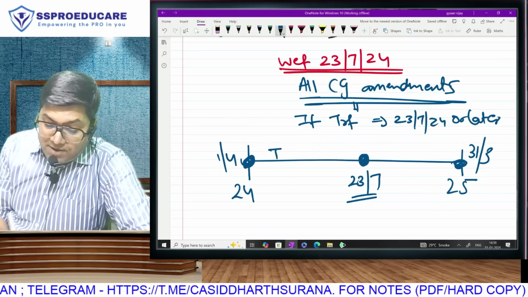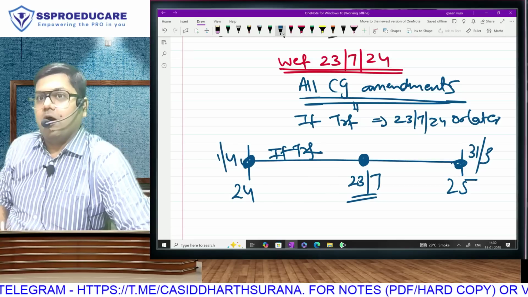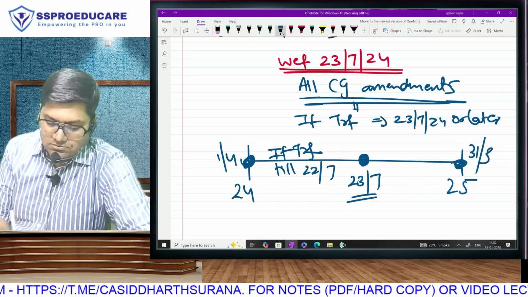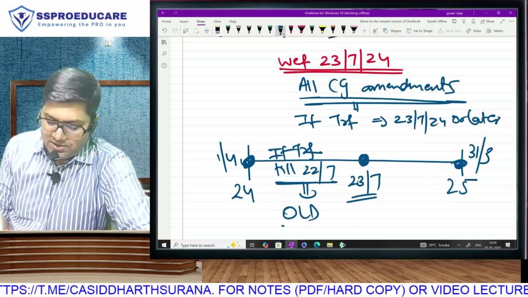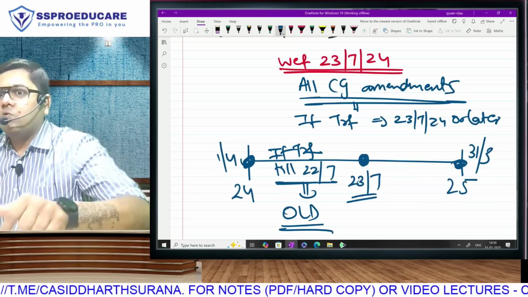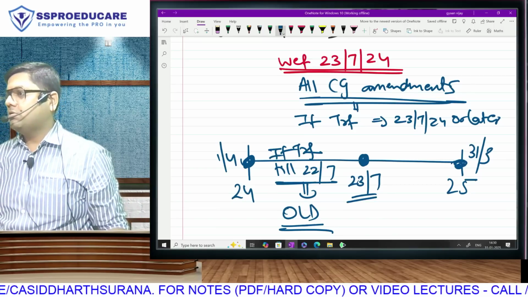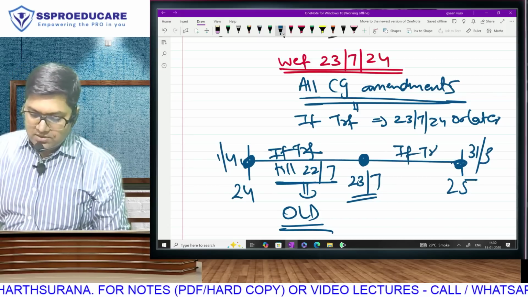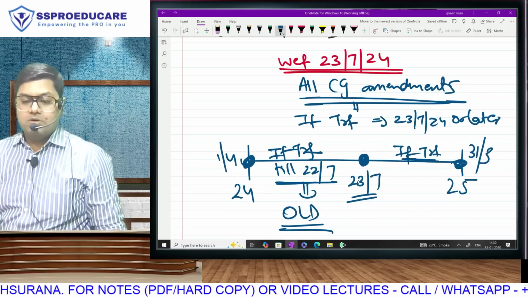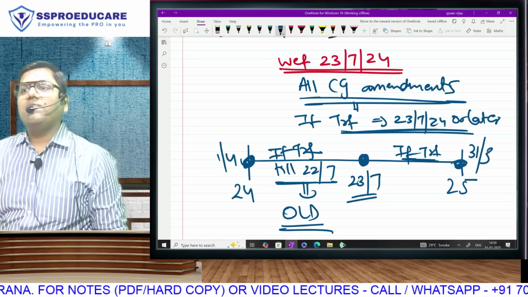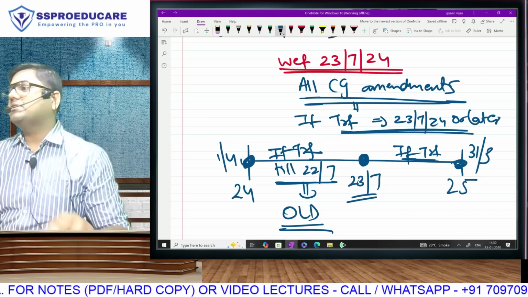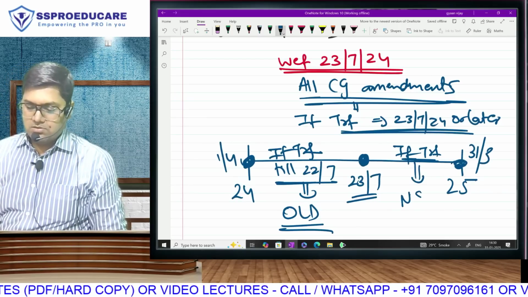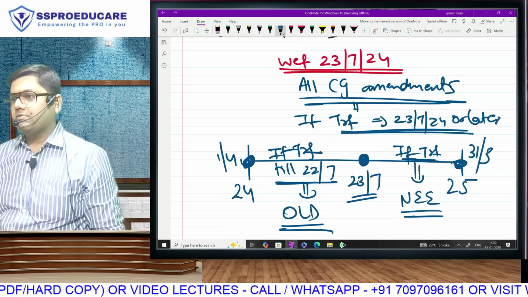Means if my asset was transferred up to 22 July, I have to learn the old law, which is why I taught you 36, 12 and 24. But if my asset is transferred from this date onwards, from 23rd July onwards, 23rd July will also be considered in the new period, then you have to learn the new law, which I will now introduce.